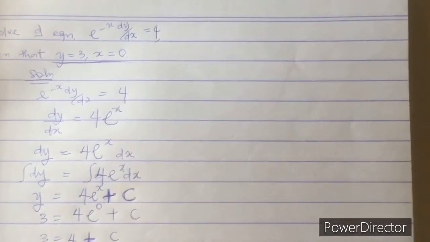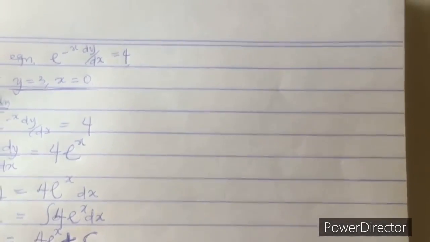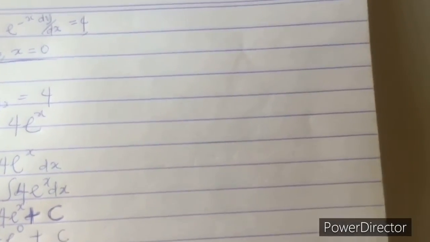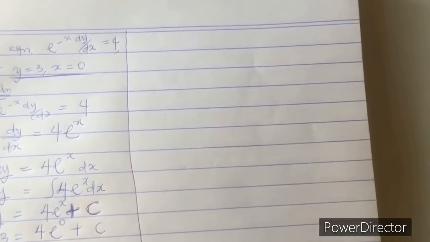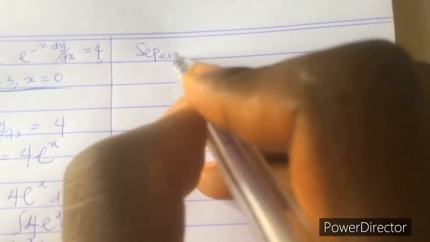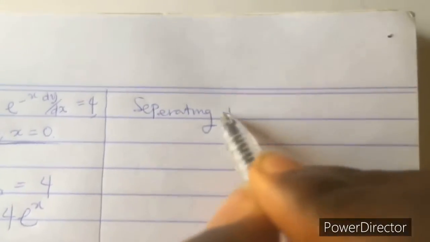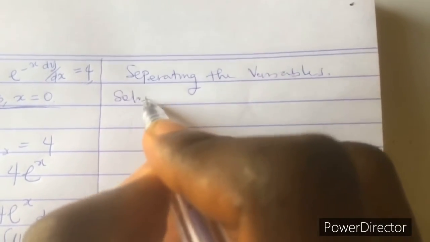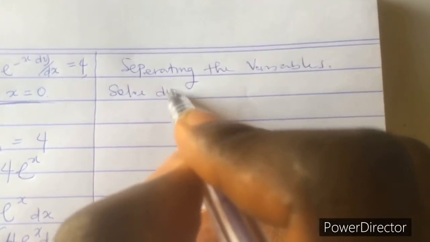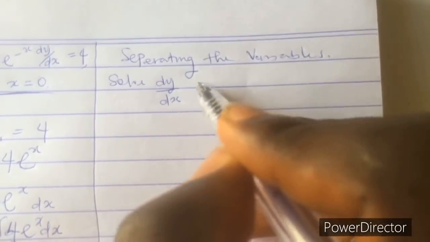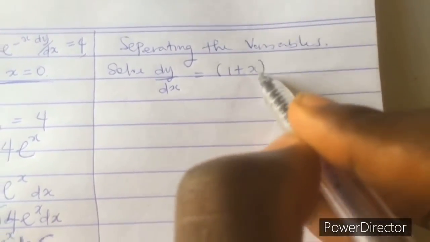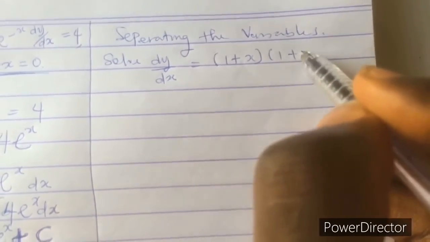Alright, let's move on to the next method, that is separating the variables. Let me just demarcate this. Sorry, I'm managing my space. Separating the variables. Now the question says solve dy/dx equals (1 plus x)(1 plus y).